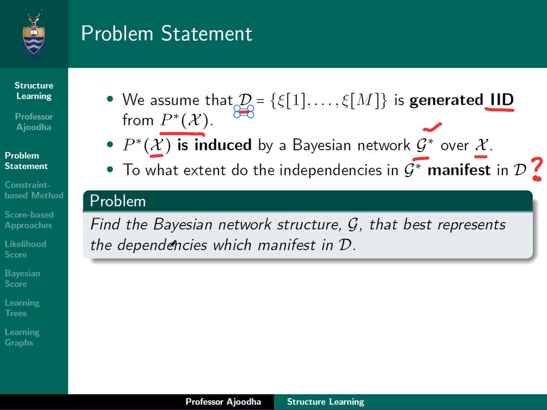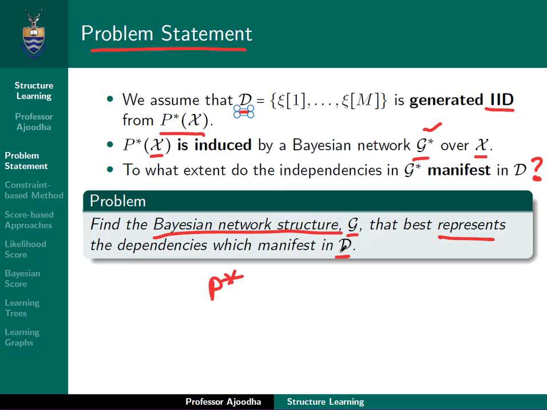Okay, so let's actually talk about the problem, because this is the problem statement, right? So what is the problem? The problem is to find the best Bayesian network structure G, the best structure, that represents all of the independence assumptions in P star. We want to represent that, and all of these manifest in D.